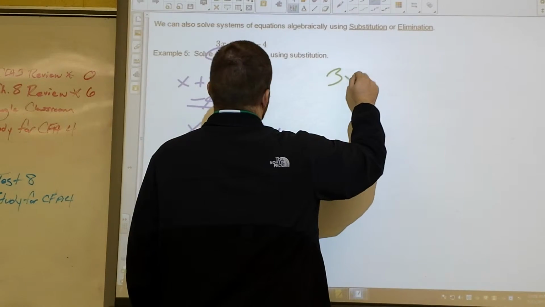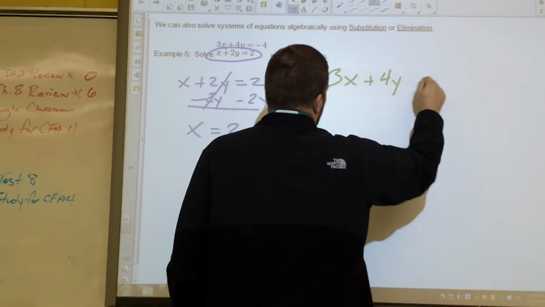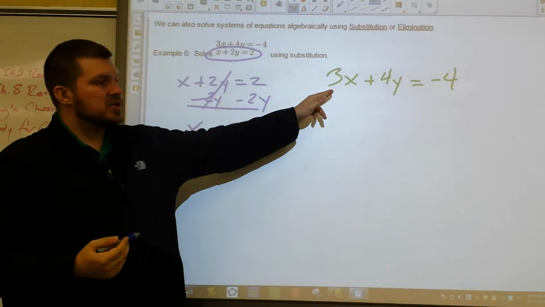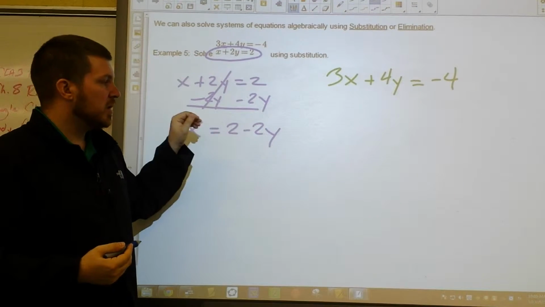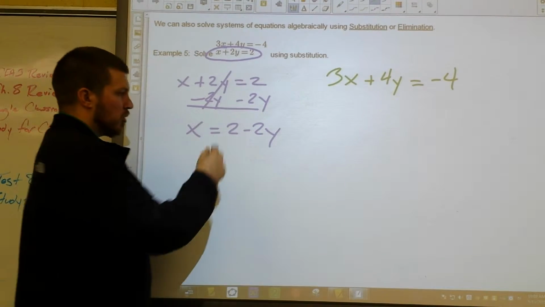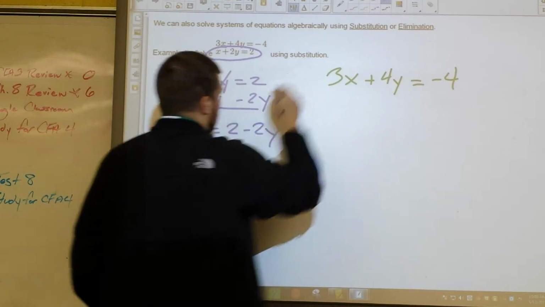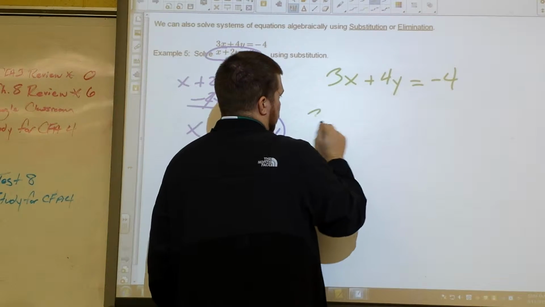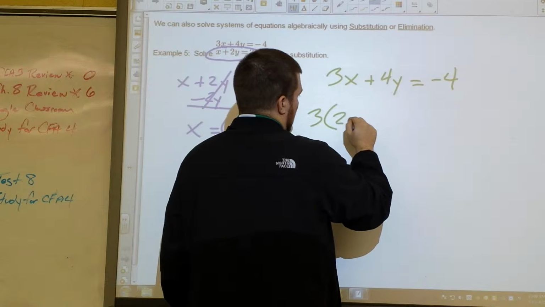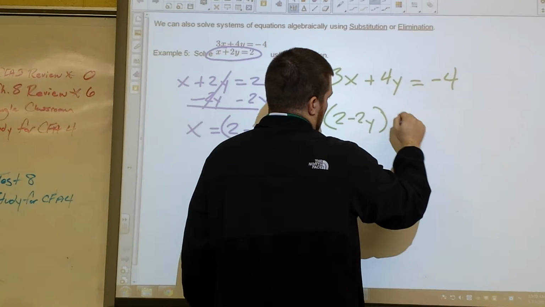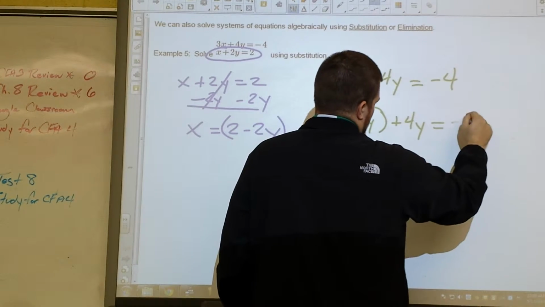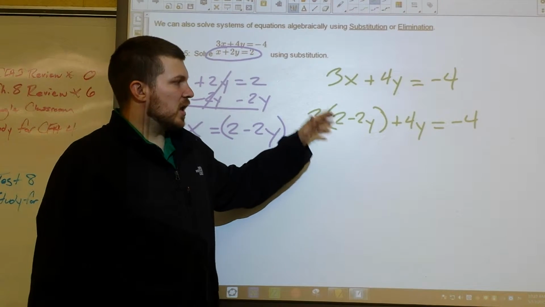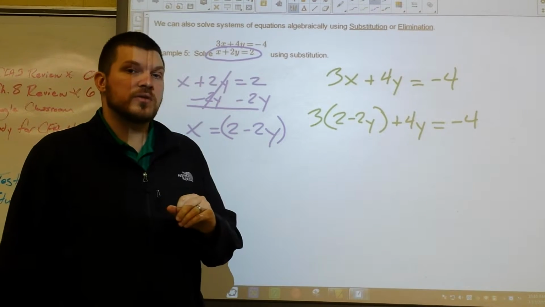So I have 3x plus 4y equals negative 4. But now, instead of x, I'm going to substitute in my 2 minus 2y. Now, there's more than one thing here, so I'm going to put it in parentheses when I substitute it in. So I have 3 times (2 minus 2y) plus 4y is negative 4. Now I'm just going to clean it up as much as I can, and I'm going to solve for y, because that's the only variable remaining.